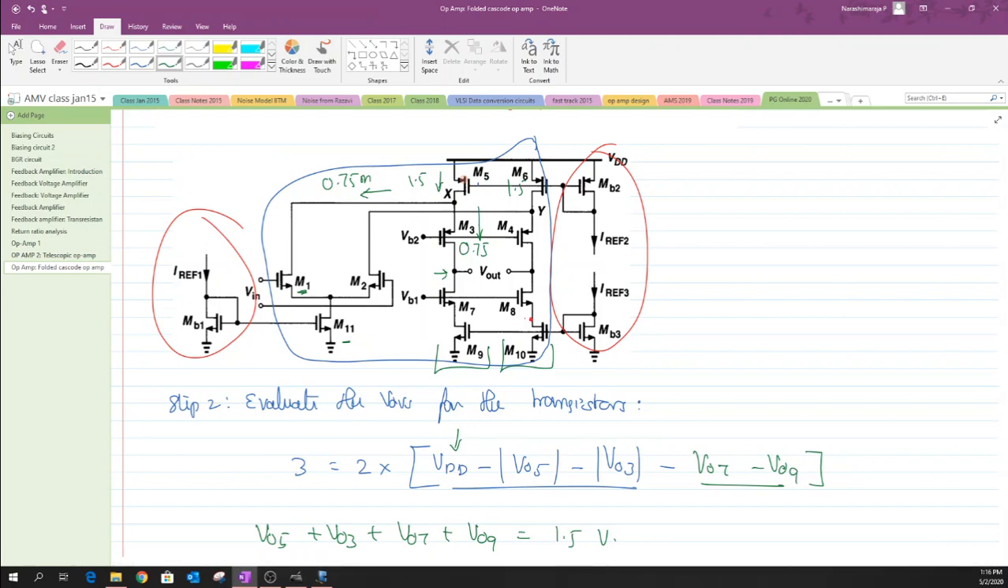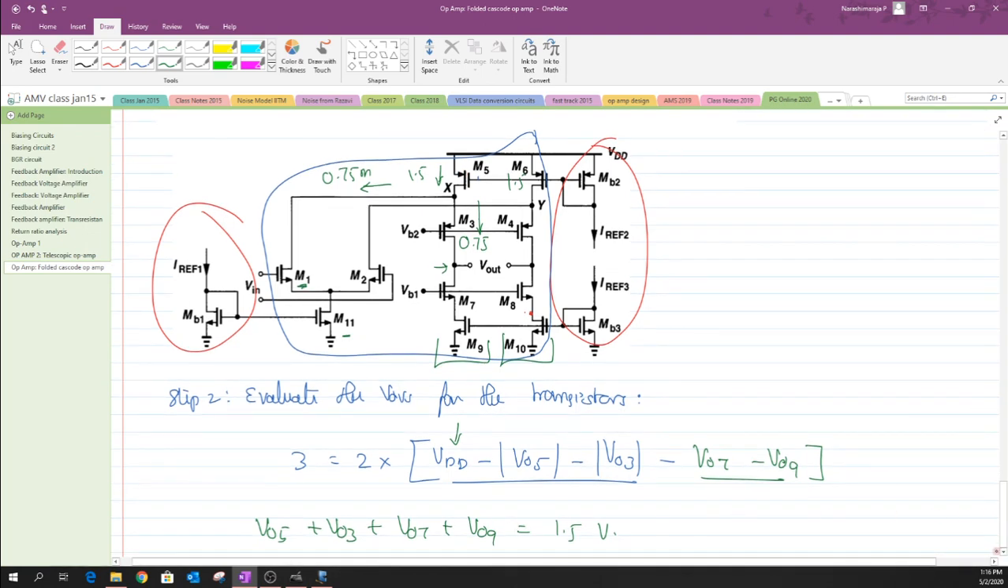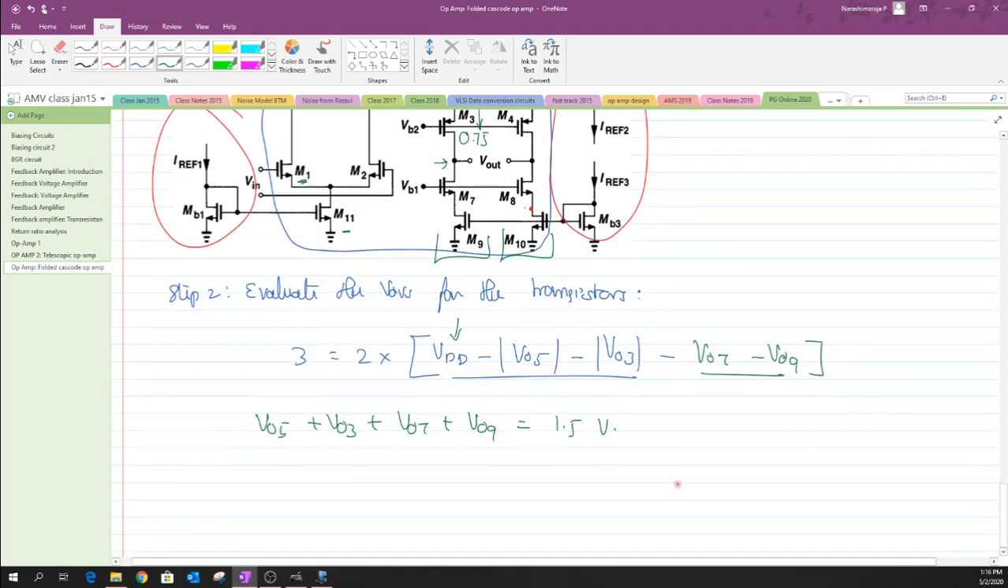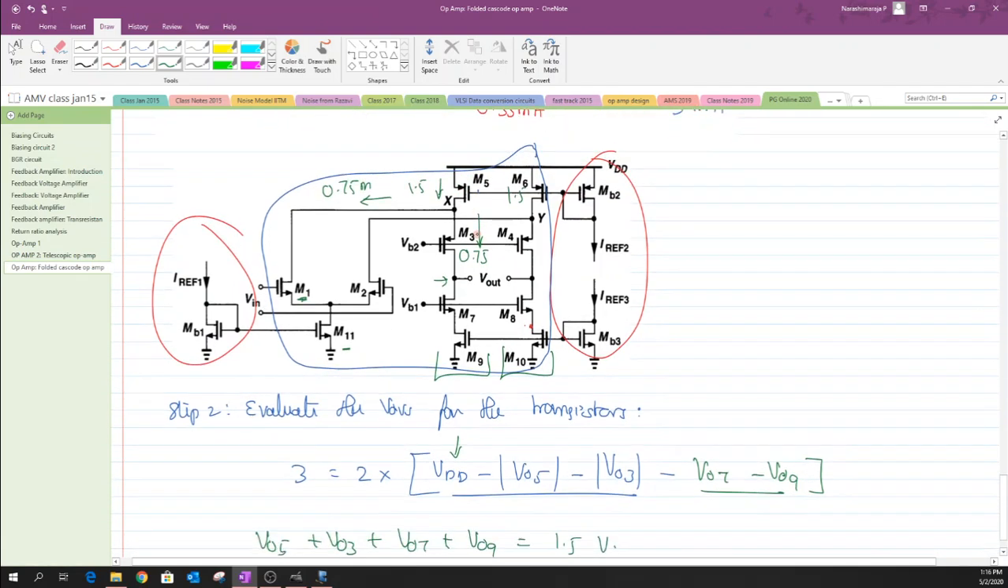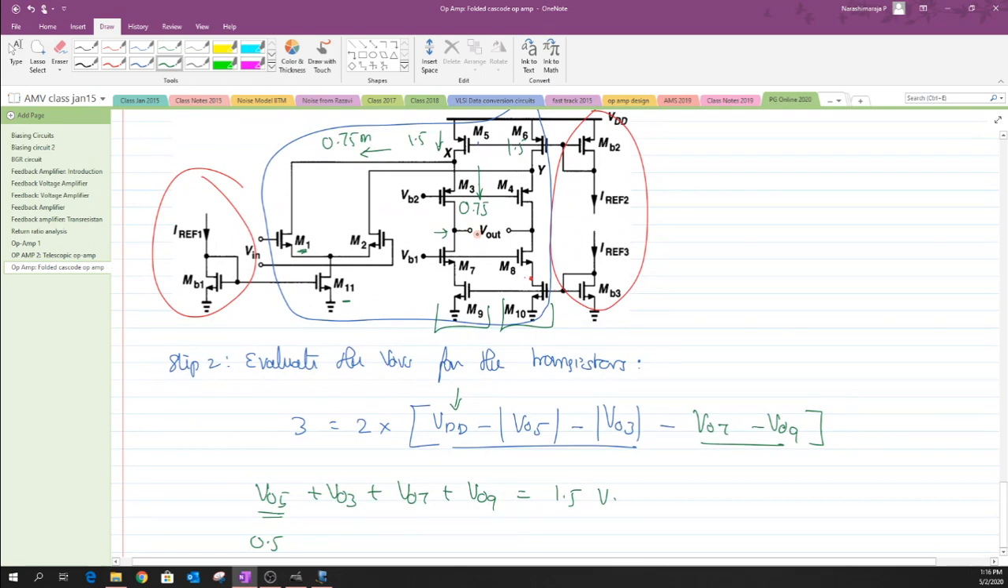Okay, so in a way one has to give more importance to that particular current source. Now based on this, and since our M5 is basically a PMOS device, we will define 0.5 volt for this VOV of M5, just because it carries most of the current. Okay, and right now we are left over with 1 volt. Now this 1 volt has to be split across these VOVs, right?